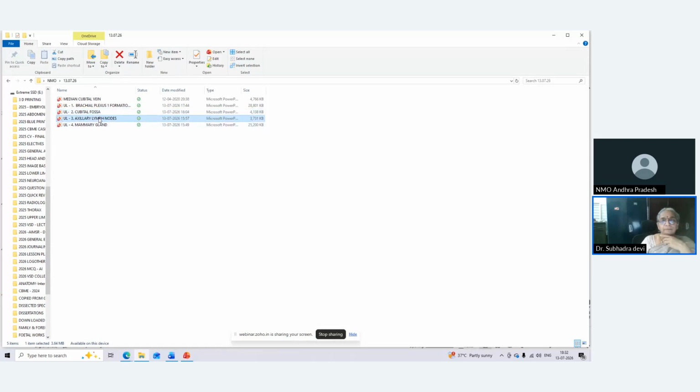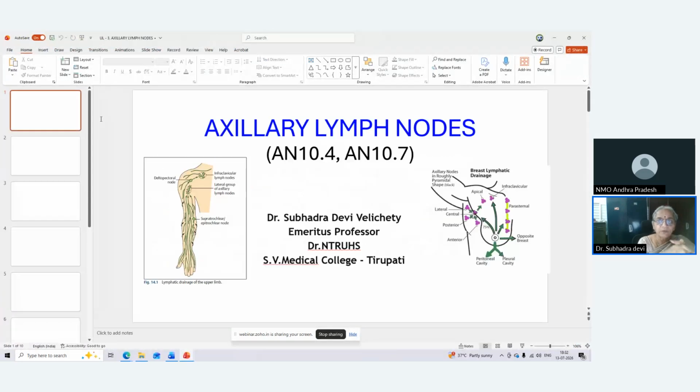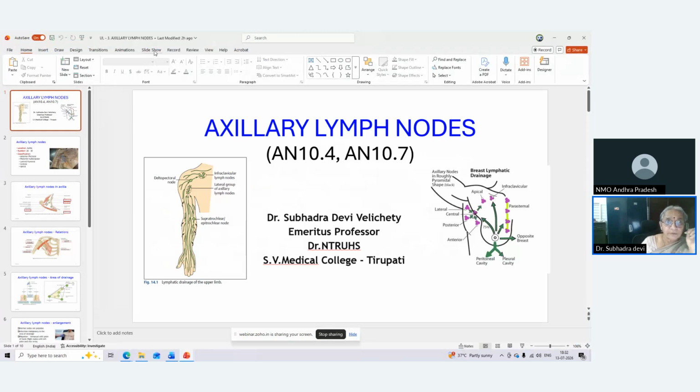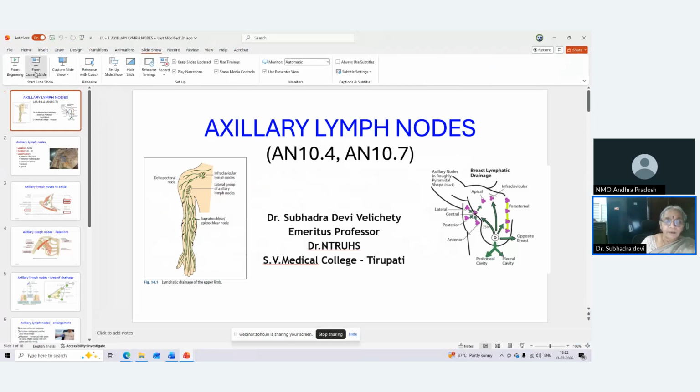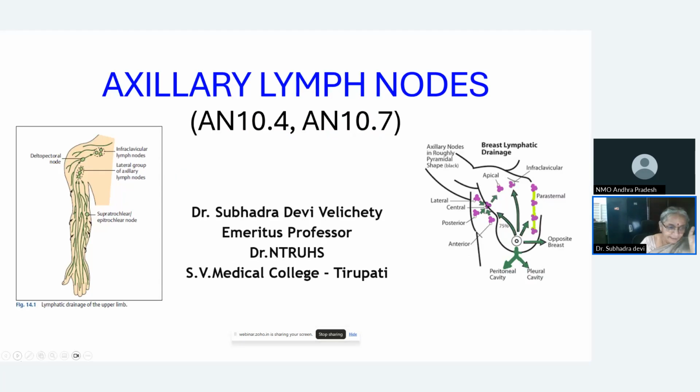Now, another question of importance. You may get it as a short notes question, MCQs, or a clinically oriented question: the axillary lymph nodes. These axillary lymph nodes are important because of the lymphatic drainage of the upper limb, and another important structure is the mammary gland. The lymph nodes of the upper limb are the supratrochlear nodes, the axillary lymph nodes and the infraclavicular lymph nodes. These are all important nodes.